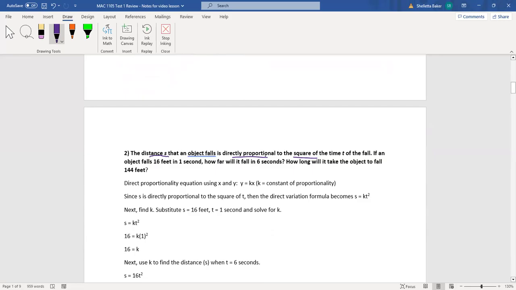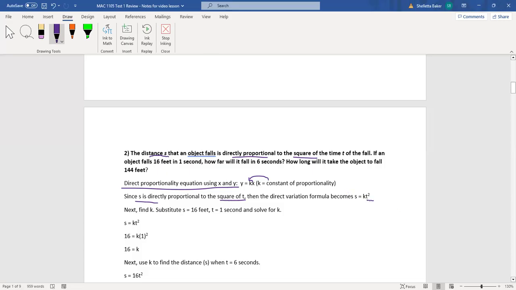So what we want to do first is set up our direct proportionality equation. And that equation will be related directly to the statement, which states that the distance is directly proportional to the square. Now, a direct proportionality equation, if we were to use x and y, would be y equals k times x, always using k to represent that constant of proportionality. But since our distance is directly proportional to the square of t, we're going to be using s and t.